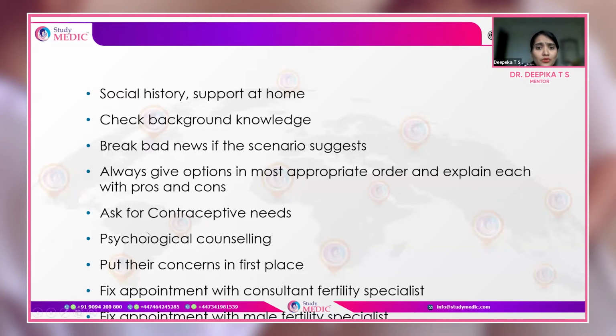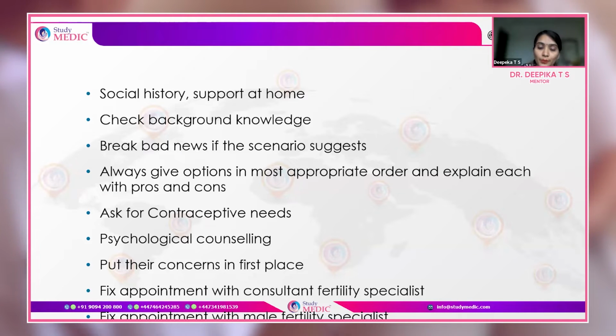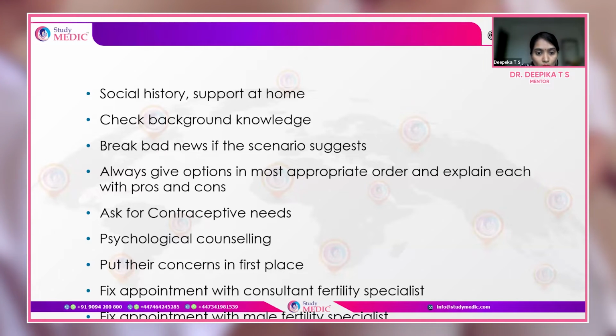And then always when you're talking about the treatment options, go step by step, 1, 2, and 3. If there are 2, 3 options, tell the options and then go one by one with pros and cons. Ask for contraceptive needs. They may have contraceptive needs at present. So always ask, do you want to delay it? Do you need any contraception at present?